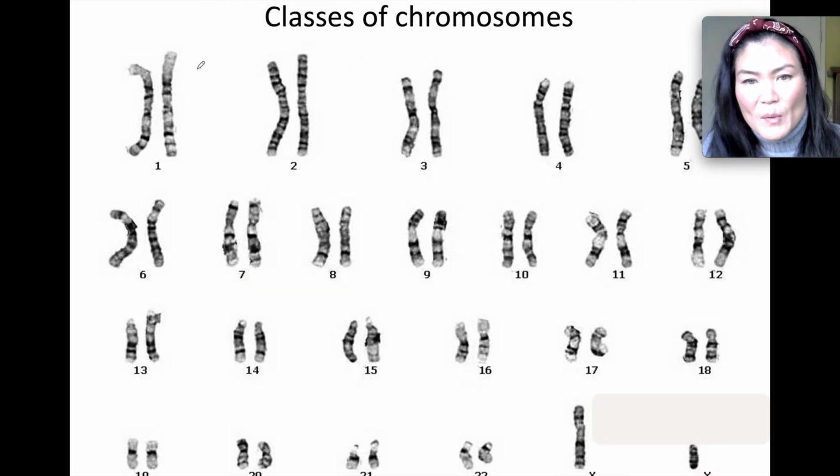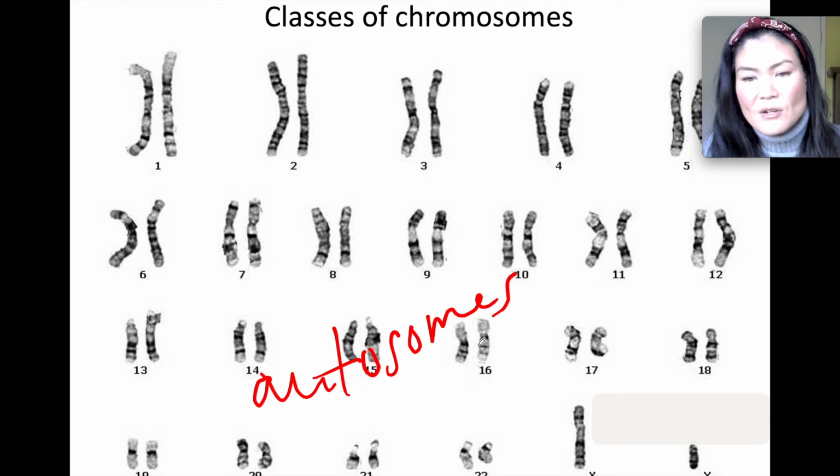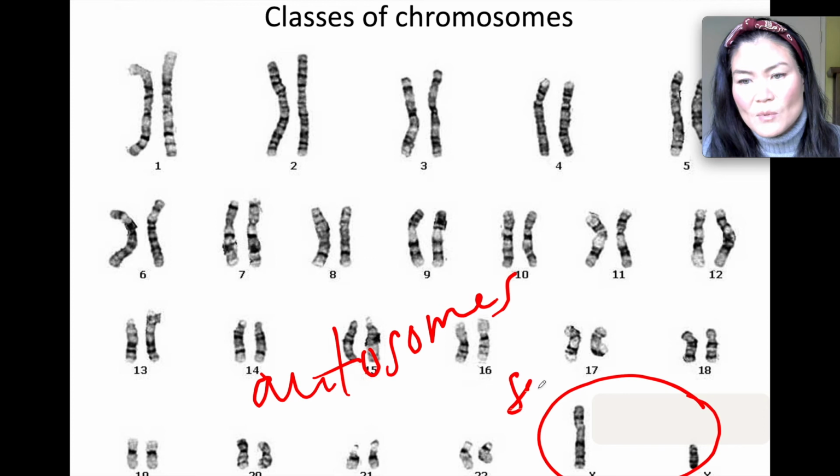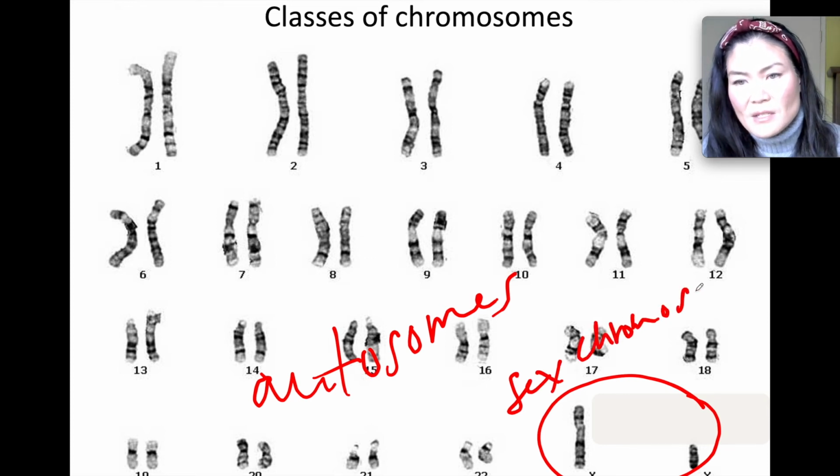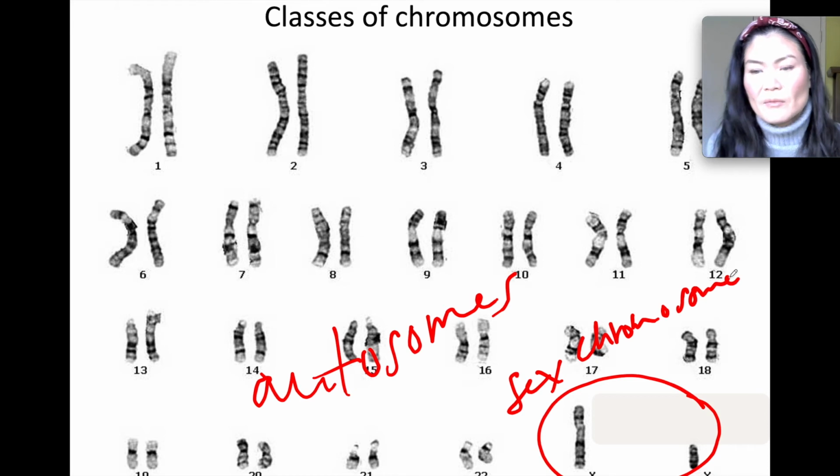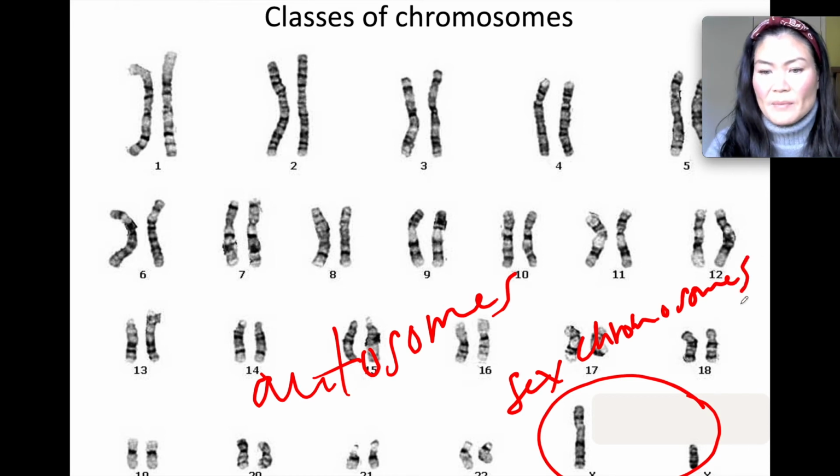Okay, so remember the first 22 pairs are called the autosomes, or the autosomal chromosomes, and then the last 2 are the sex chromosomes. And you guys should know just by looking at this karyotype that this is a male, right? Sex chromosomes, X, Y.